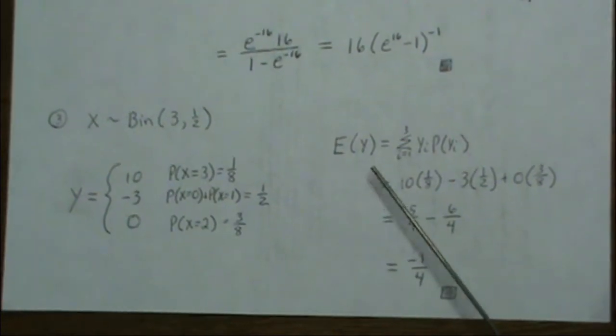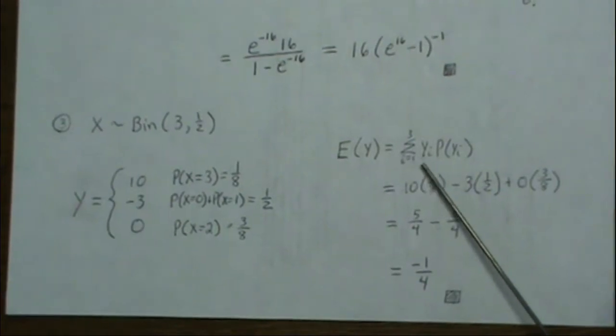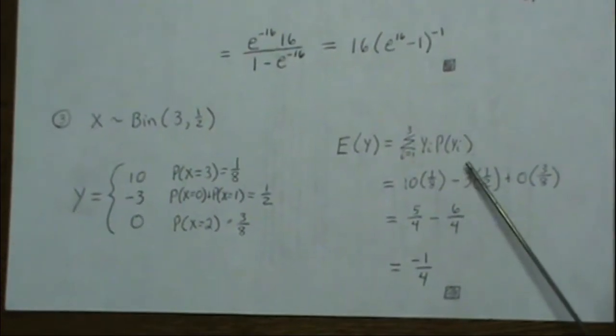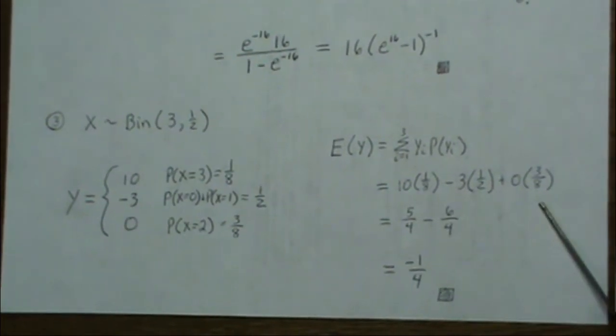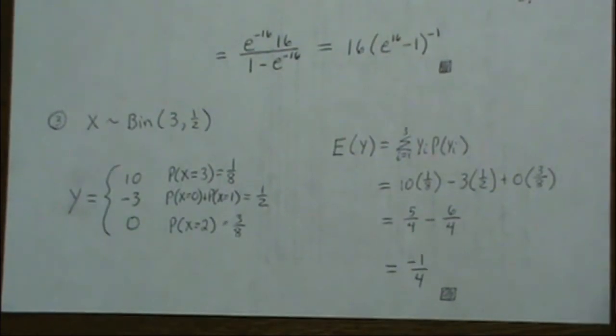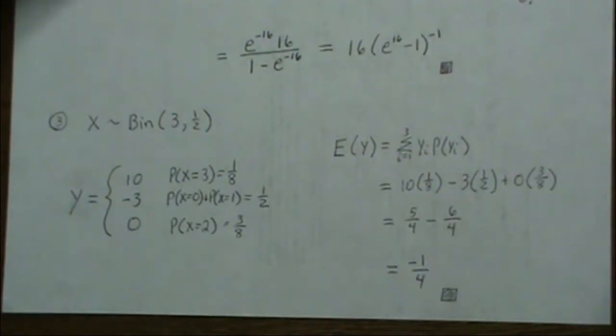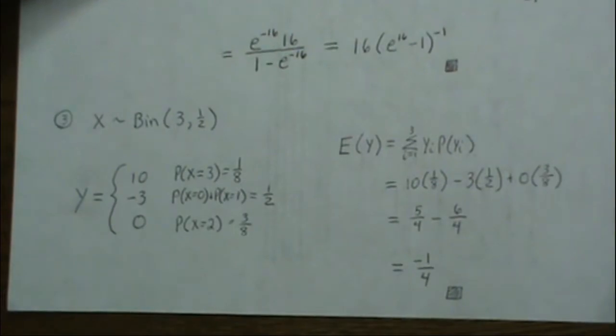So the expected value is the possible values of Y times the probability of those values happening, which is this, which can be simplified to minus 1/4.